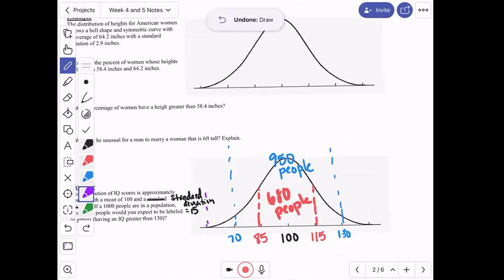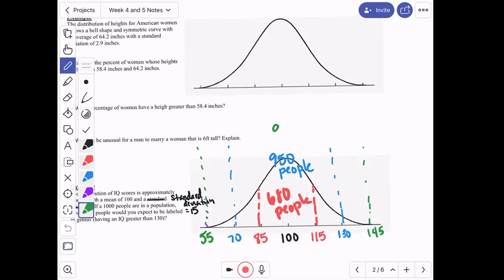So it would be 25 people with an IQ greater than 130. Good, you're too fast. That's the answer. So let's go here. 70, subtract 15, that's 55. 130, add 15, that's 145, right? How many people have IQs between 55 and 145?